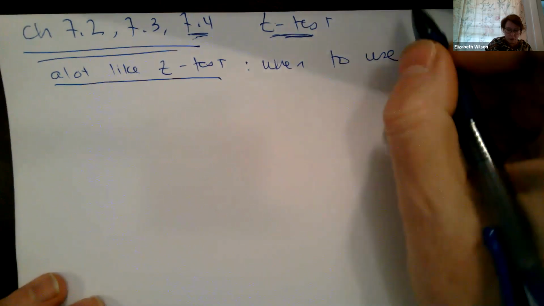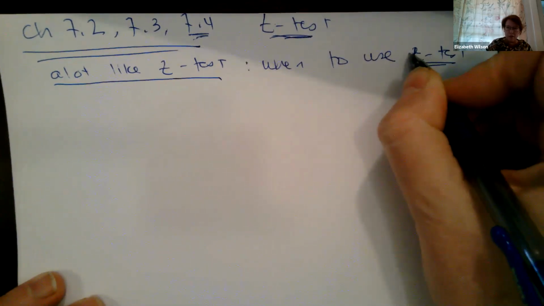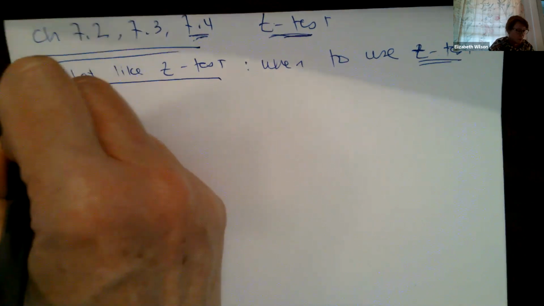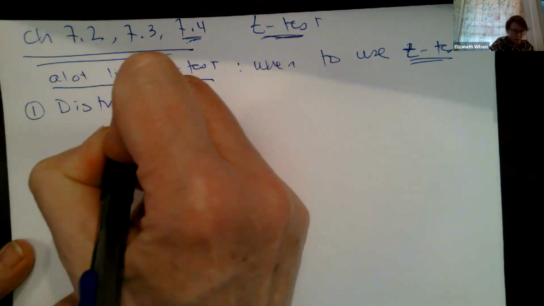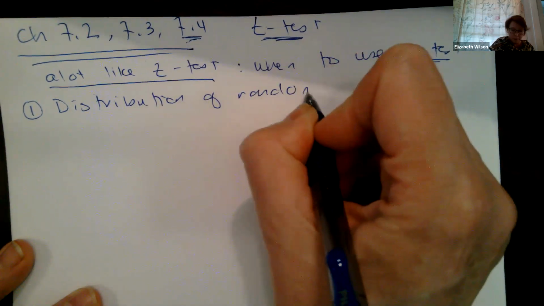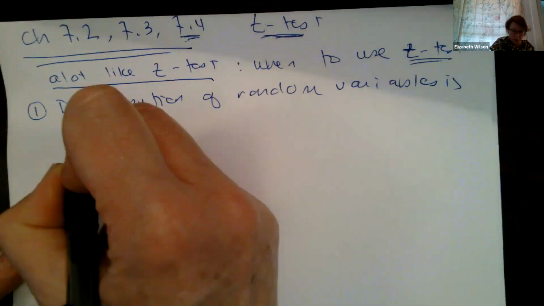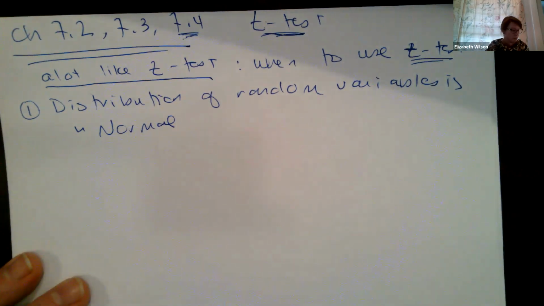Want to use our t-test, sorry. So when are we going to use our t-test? Okay, that's a big question, right? So when we use our t-test is this. I'm going to use it when the distribution of our random variables is approximately normal, right? Remember, our normal is our bell-shaped curve, okay?